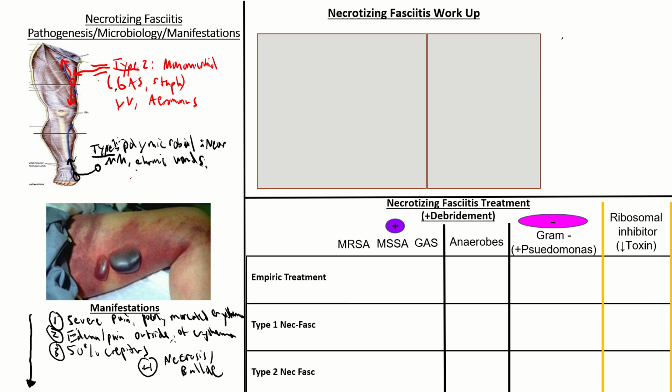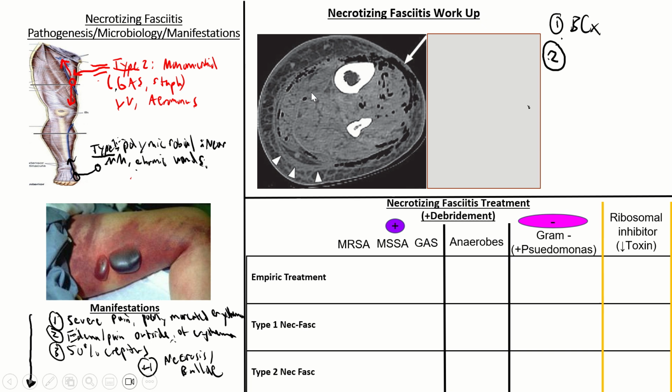So what is going to be your workup for necrotizing fasciitis? One, everyone needs blood cultures. So just like any severe infection, blood cultures before you start your broad spectrum antibiotics. Two, the one thing that can help you as well is going to be a CT scan. So CT with IV contrast. The sensitivity and specificity for this are both about 90%.